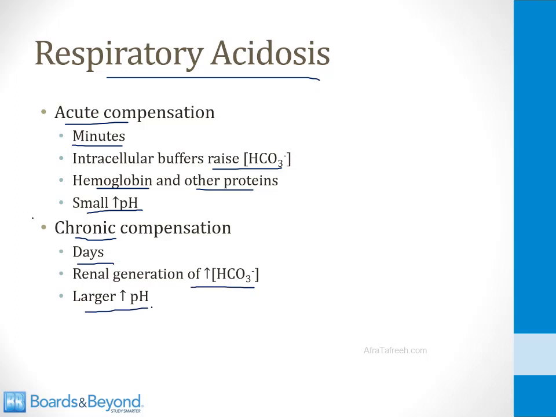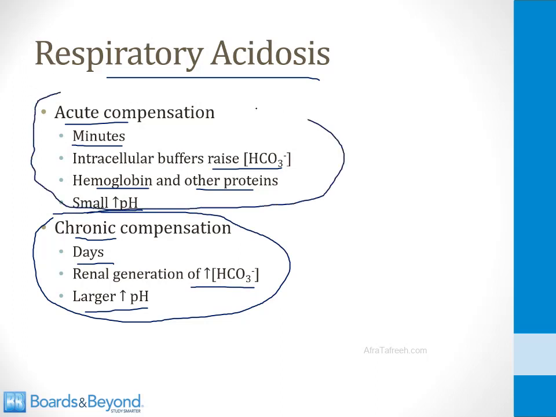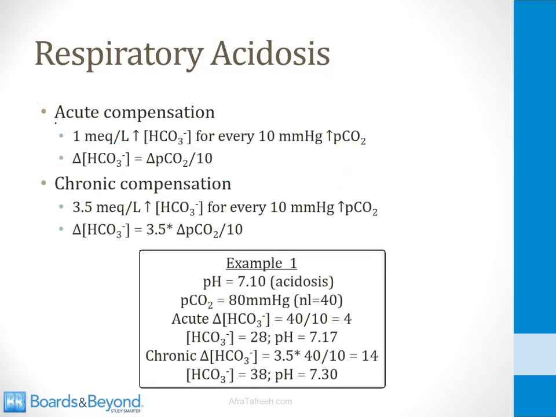So in patients with chronic respiratory disorders, there's a very significant change in the bicarbonate because the kidneys are involved. In patients who develop an acute respiratory acidosis, there's only a very small change because the only thing that can buffer the rise in protons is hemoglobin and other proteins. So here are the equations. The acute compensation equation is a rise of 1 in bicarbonate for every 10 rise in CO2. The chronic compensation is a rise of 3.5 in bicarbonate for every 10 in CO2.